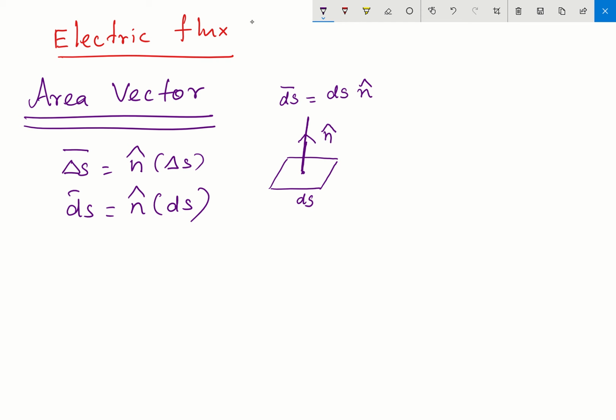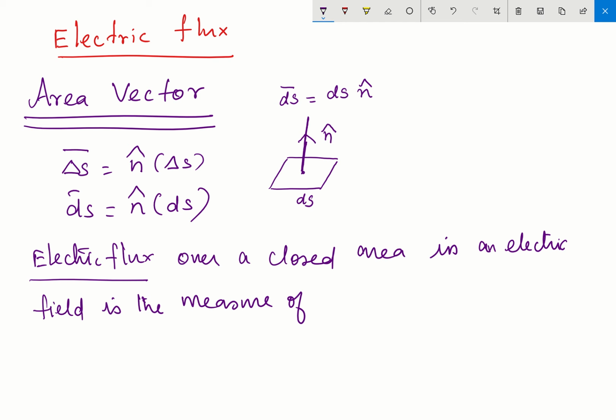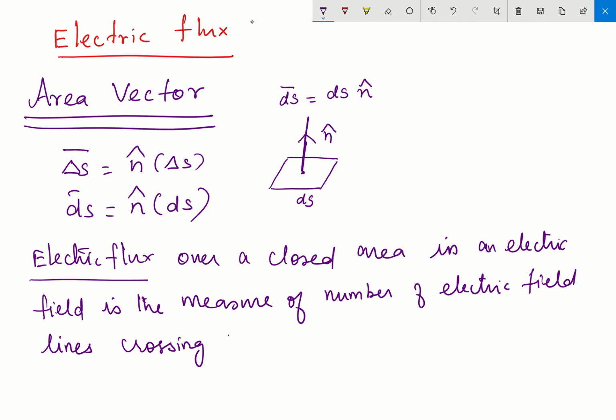Electric flux over a closed area in an electric field is the measure of the number of electric field lines, or electric lines of force, crossing that area. So this is electric flux.